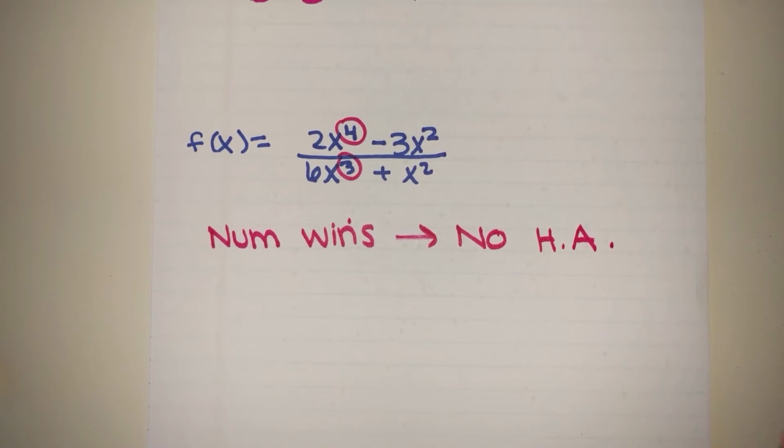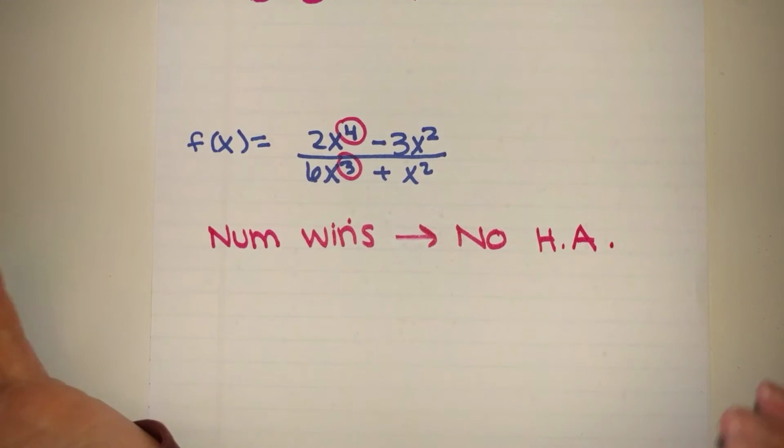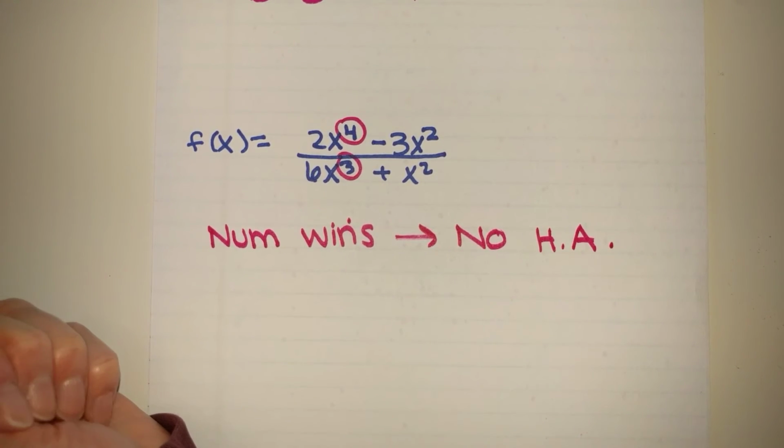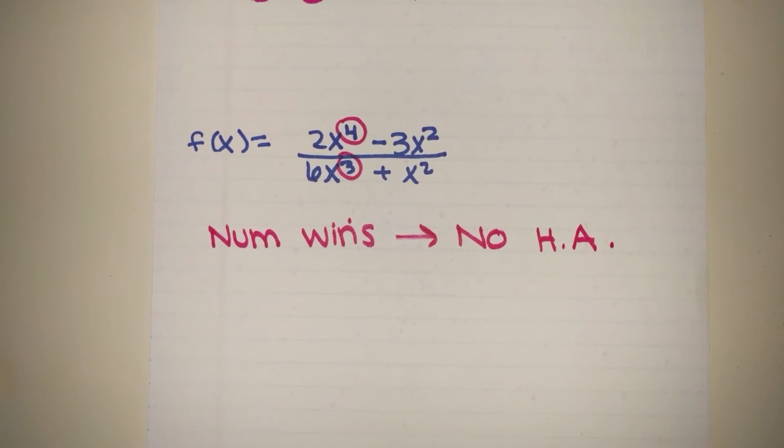I do really appreciate on the test if you can give some indication that you are looking at highest power. So if you can circle the 4 and the 3 just to show me that you're looking at the power, or write down numerator wins, denominator wins, so that I know that you're comparing what is happening in the numerator and denominator in order to answer this type of problem.